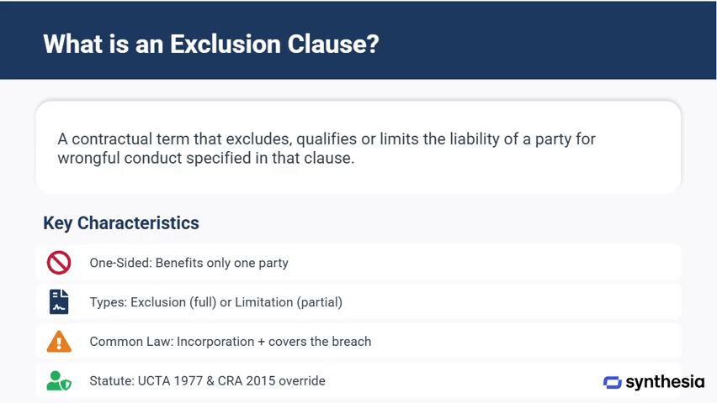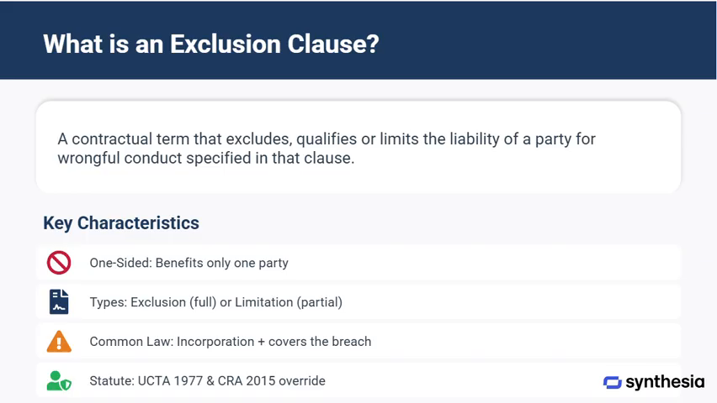What is an exclusion clause? A contractual term that excludes, qualifies, or limits the liability of a party for wrongful conduct specified in that clause. Key characteristics: it is one-sided, it benefits only one party. There are two types: full exclusion or partial limitation. At common law, it must be incorporated and cover the breach. Statutes like UCTA 1977 and CRA 2015 heavily control them and often override common law.